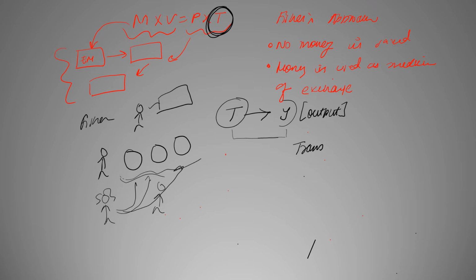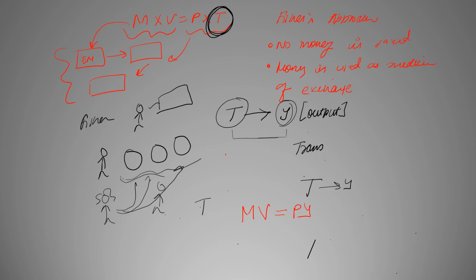So we can easily replace the value of T with Y, right? So yes, transactions are directly related to outputs, and that is the major reason why we replaced T with Y, because it's much easier to calculate. So now what we reached is MV is equal to PY, right?